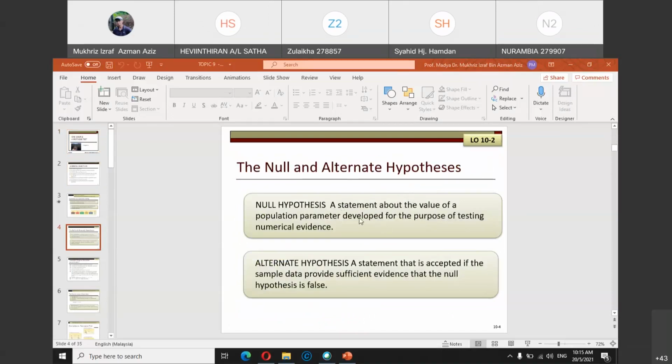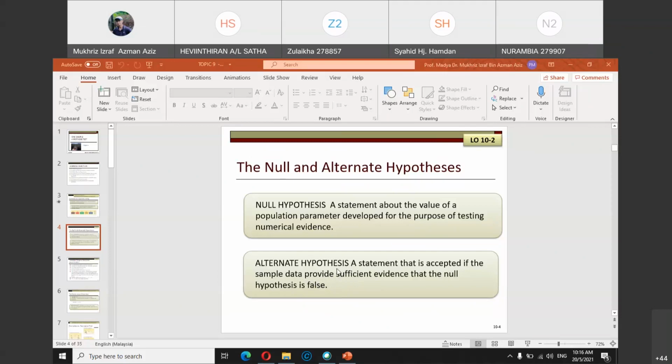Whenever you want to do hypothesis testing, you need to develop two statements. One is the null or the H0, and the other one is H1 or the alternate hypothesis. So what is the difference between the two? Whenever you perform a hypothesis testing, you collect information from a sample, and that sample is supposed to prove the statement of H1. If you recall, the burden of proof is on the H1.